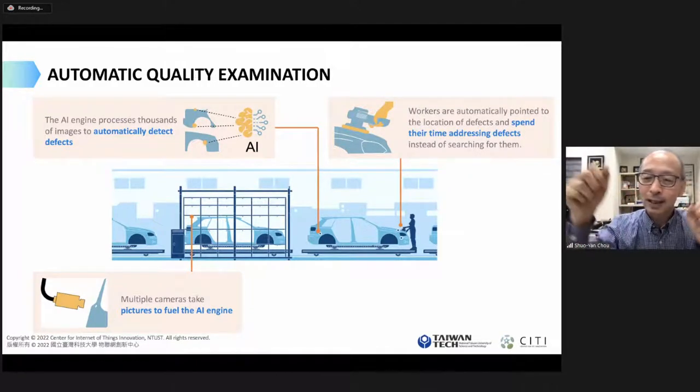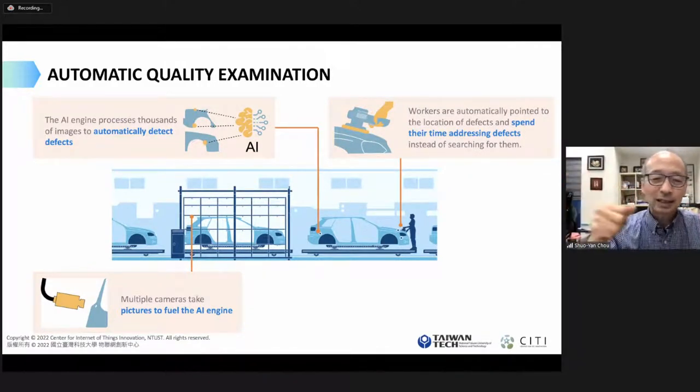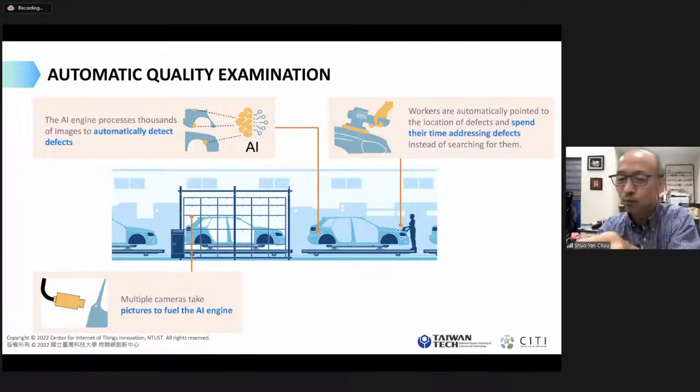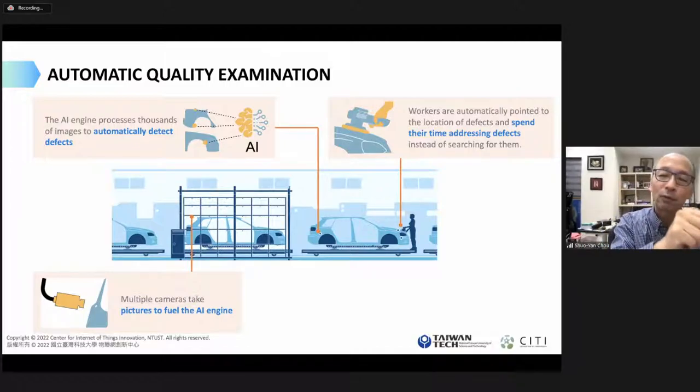We just need the worker's agility, their dexterity to fix the problem. So the worker can focus on fixing the problem. The process will be much faster, and the worker is even less likely to miss the defect parts on the surface.